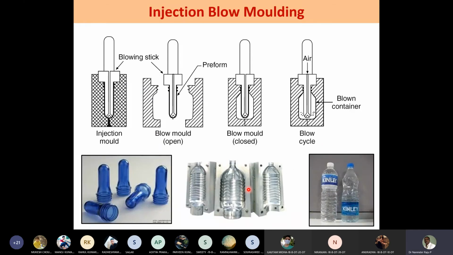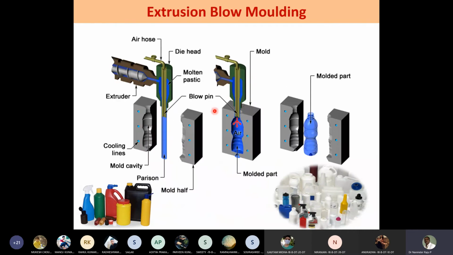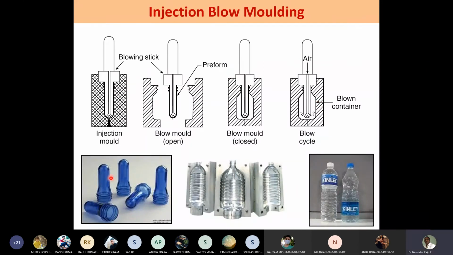This is injection blow molding. Now, similar to this, as if a bottle is formed, the technique is used for forming the preforms also. These are the preforms. Sometimes it so happens that, especially in the food industry, the packaging material has to be sterilized before filling it with any of the food material. So for that, the plastic material has to be sterilized.